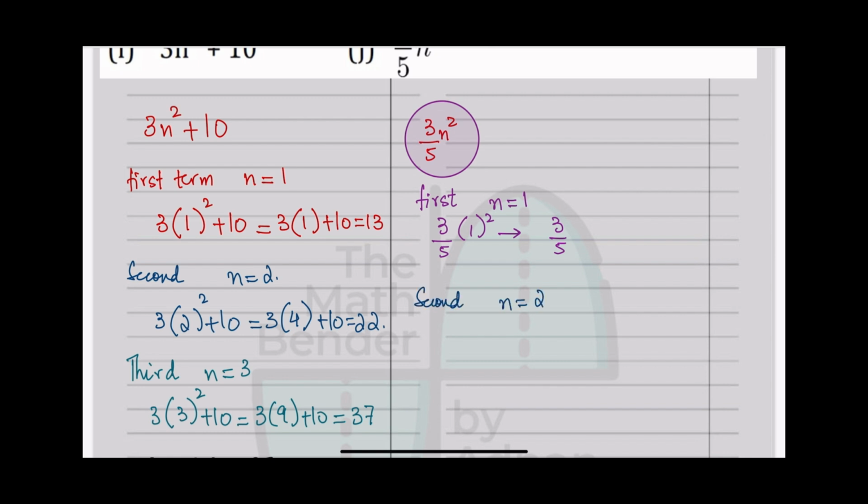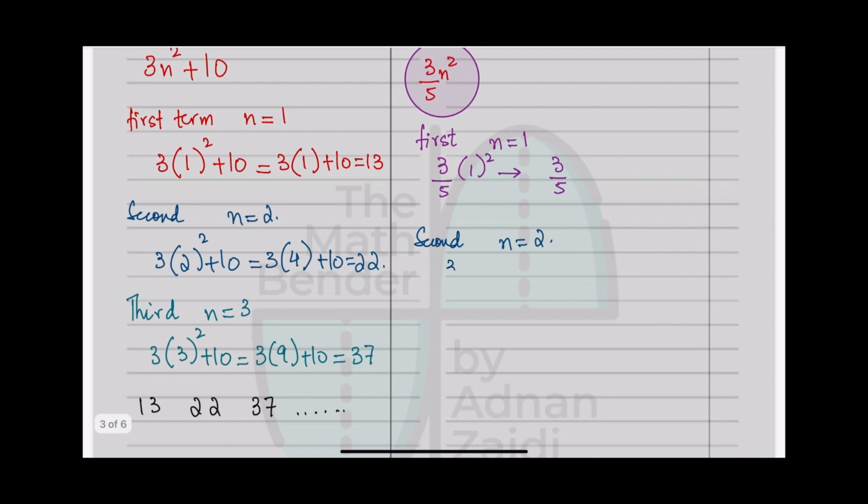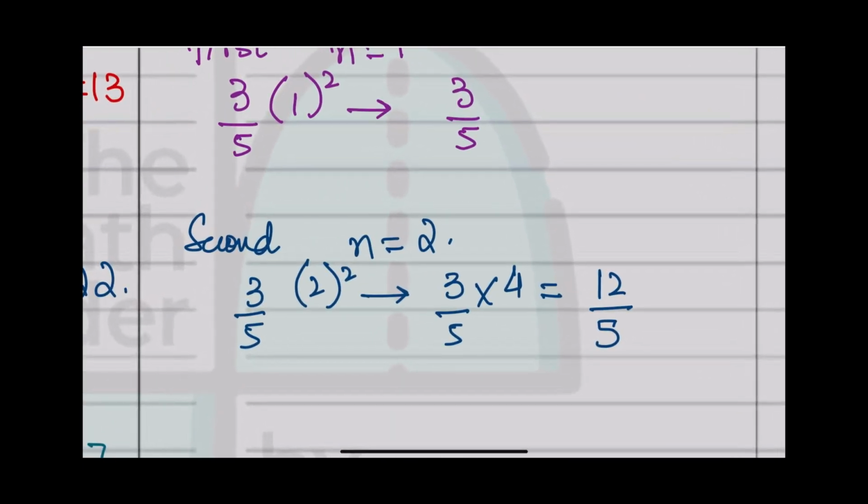For the second term, n is going to be 2, and I replace n in 3 over 5 with 2, which gives 3 over 5 times 2 squared. 2 squared is 4, and 4 times 3 is 12 over 5. Just a quick reminder: this 4 only multiplies straight ahead with the numerator. They don't multiply like this. This is wrong.